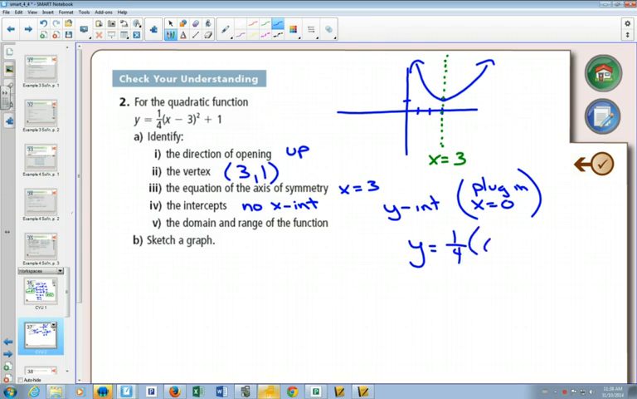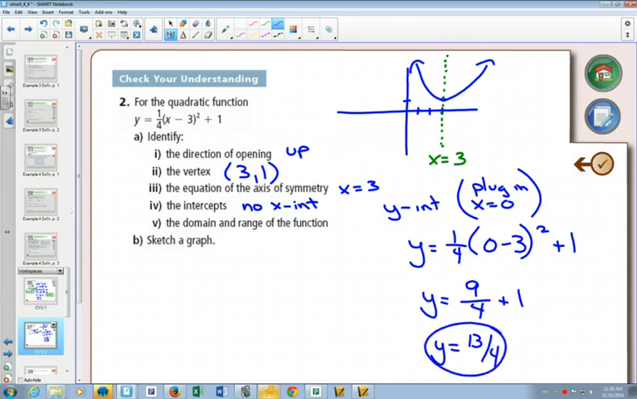1/4 times (0 minus 3) squared plus 1. I'll have negative 3 squared is 9, times 1/4 is 9/4 plus 1. Add fractions. Common denominator. Can you see that you can make 1 into 4/4? The y-intercept is 13/4 and not 1.